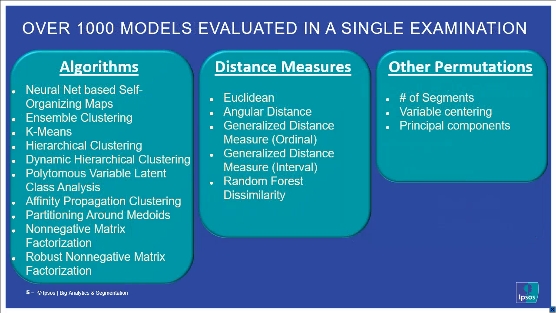In our segmentation evaluation system framework, we evaluate over 1,000 individual solutions and fully run hundreds, often over 500 distinct solutions for a single study. For us, it's the variety of methods that creates this volume. We use a number of algorithms from traditional k-means to newer neural net-based self-organizing maps, and in the appropriate constrained groupings, ensemble methods as well. With those, we're leveraging multiple distance measures as appropriate, from Euclidean distance to random forest dissimilarity. But we also vary fundamental elements such as the number of segments and whether or not variables are centered.